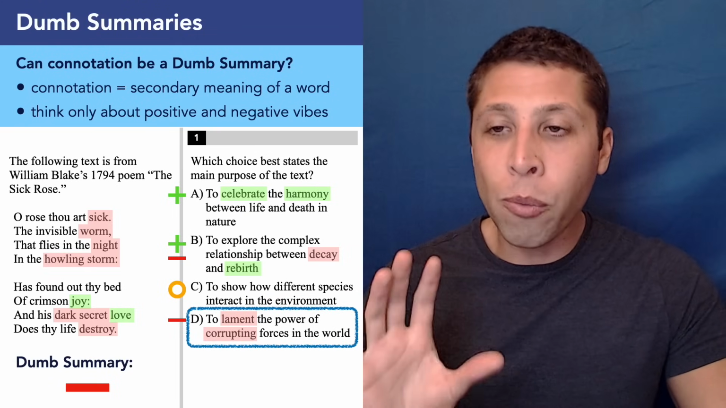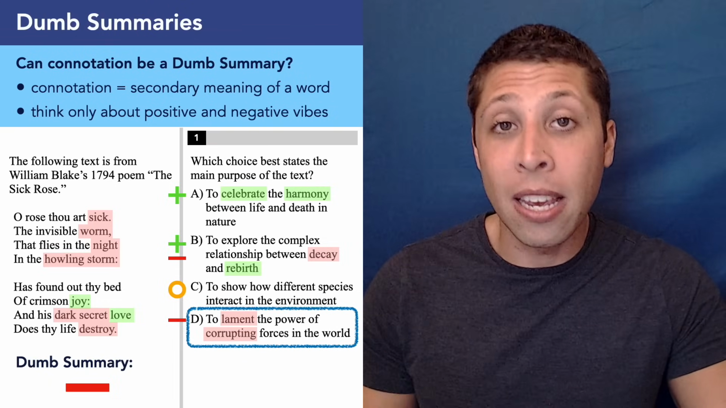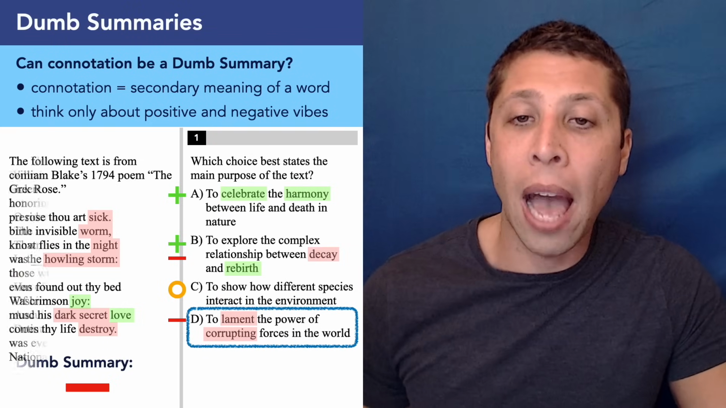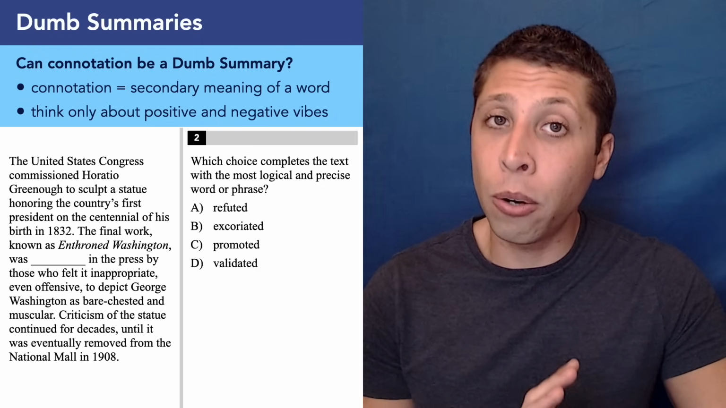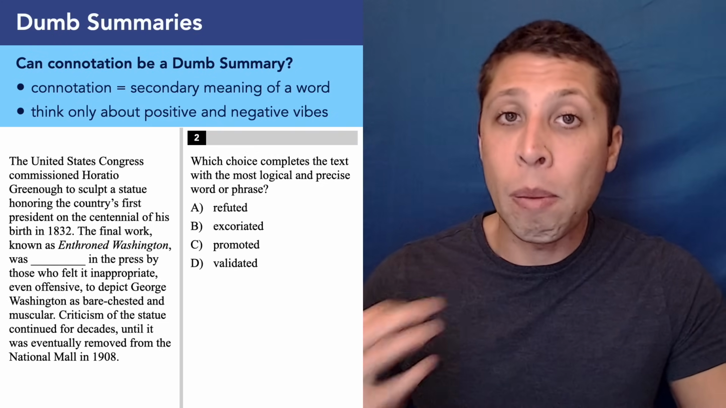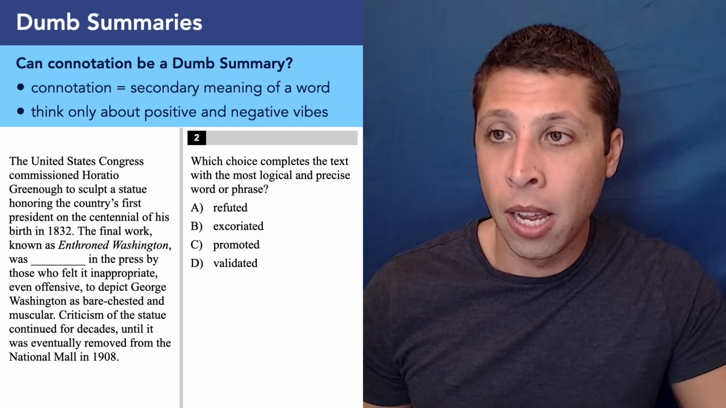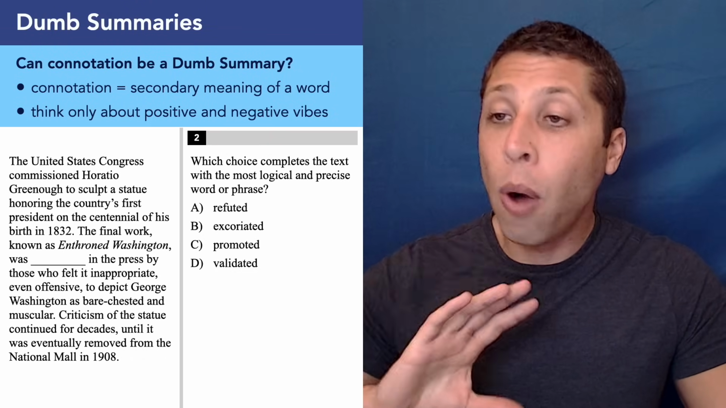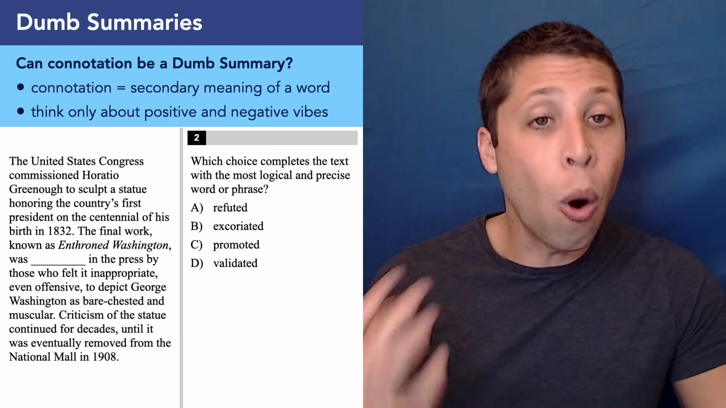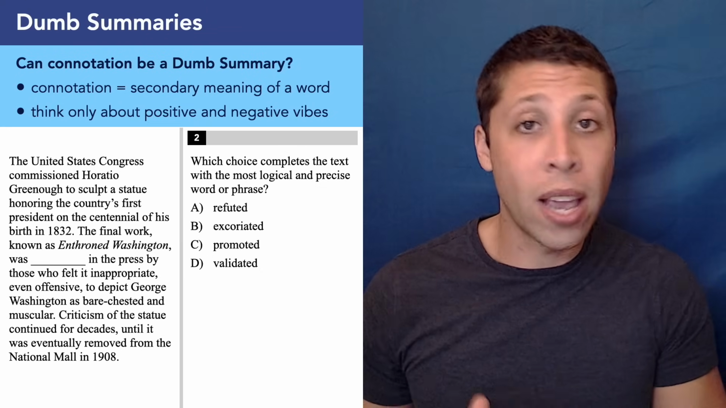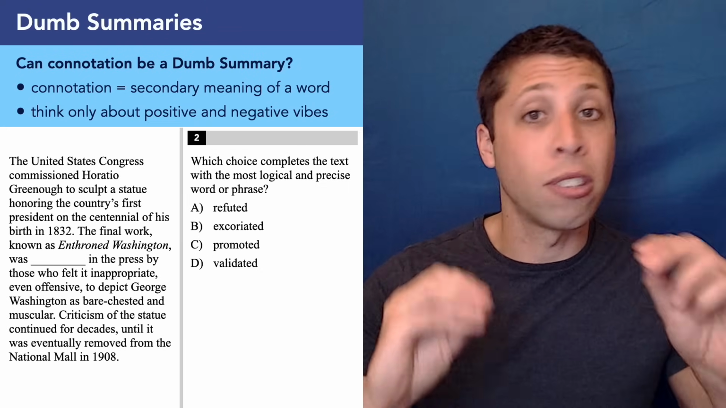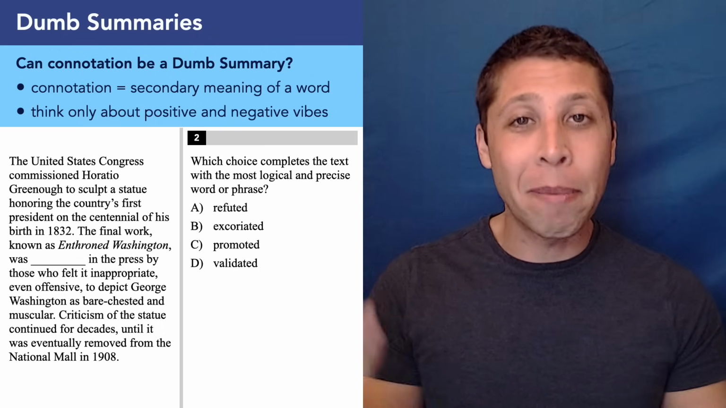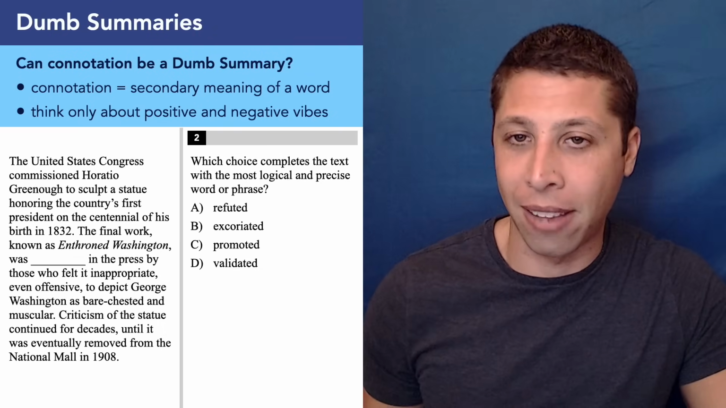But for now, I really want to focus on how powerful it can be to just focus on the connotations. So let's take a look at a vocab question where even if we don't know the specific definitions of the words, we might be able to use the connotations to help us. So as I read any short vocabulary passage, I'm always thinking about connotation. I'm always creating dumb summaries the same way that we did before. I think about the connotations of individual words, and then I try to sum them all up and think about an overall connotation of the passage.